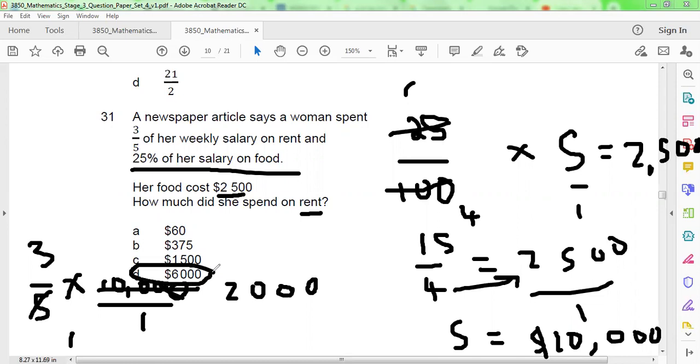So out of the 10 grand, she spends 6,000. That's a lot, because if you spend 6,000 on rent, 2,500 on food, that means for the week you should have spent 8,500 on rent and food. So she's just left with $1,500, you know, to do other stuff. I mean, if you're living in America, it wouldn't be so bad.